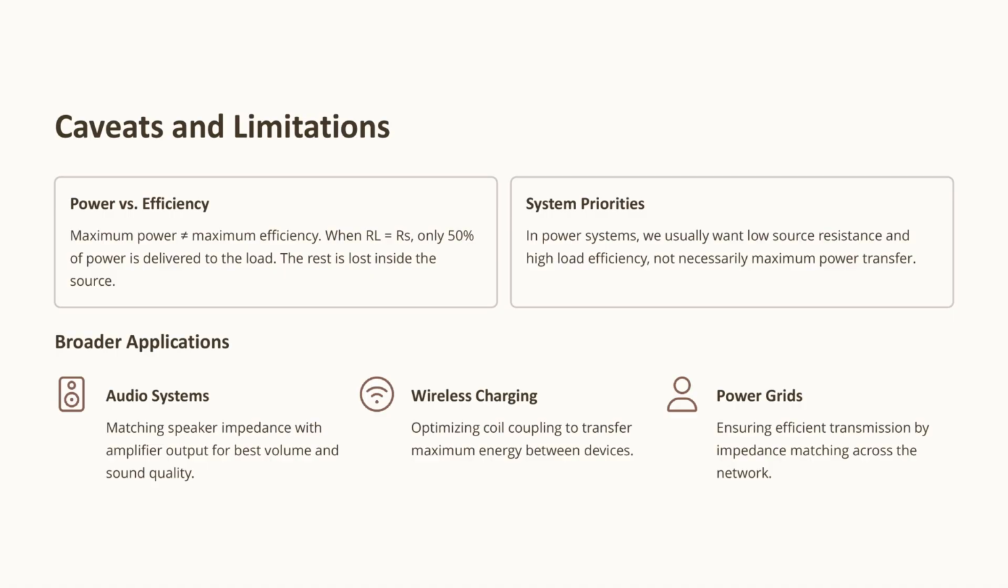It's important to note that maximum power is not maximum efficiency. When load resistance and internal resistance are equal, only 50% of power is delivered to the load. The rest is lost inside the source. In power systems, we usually want low source resistance and high load efficiency, not necessarily maximum power transfer. We can use this theory for matching speaker impedance with amplifier output for best volume, or optimizing coil coupling to transfer maximum energy, or ensuring efficient transmission by impedance matching.